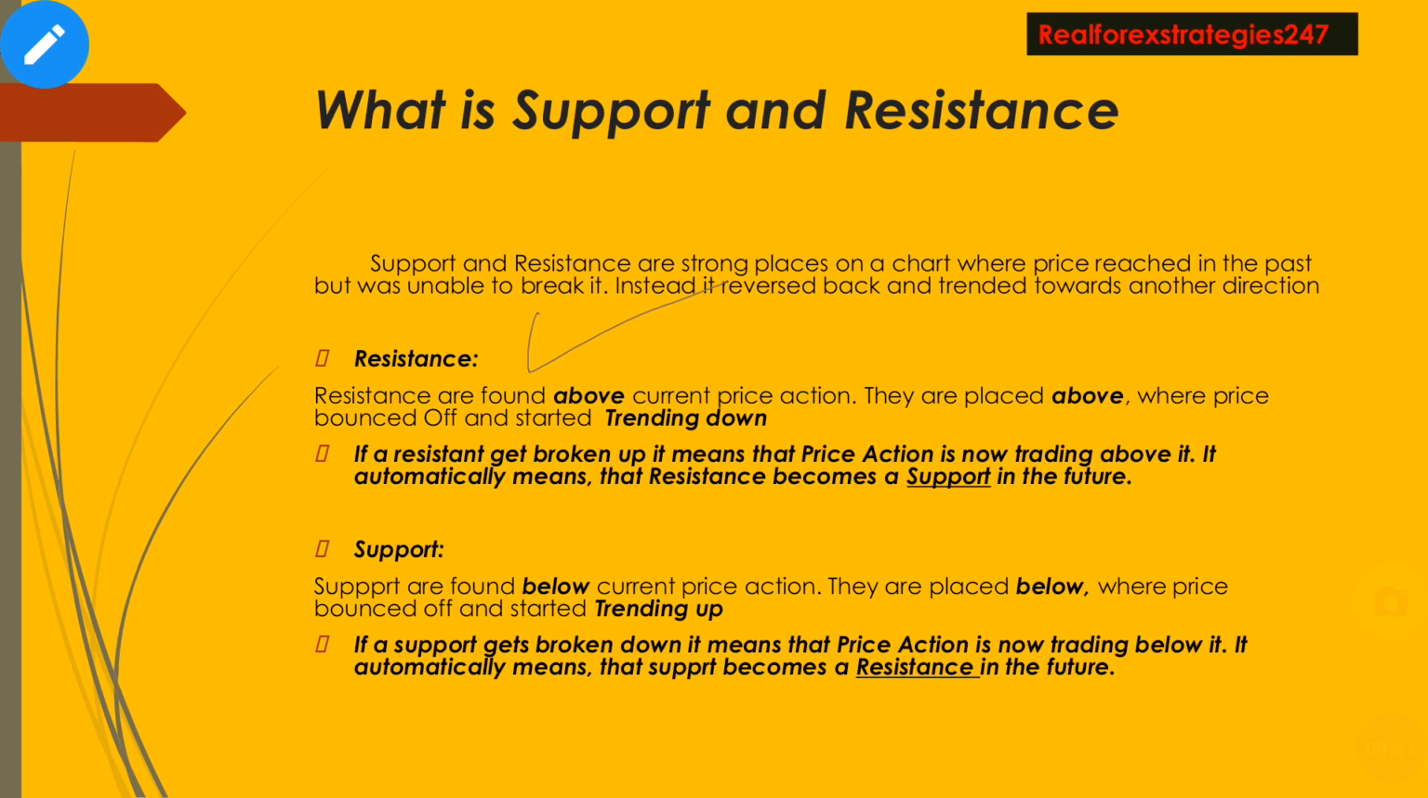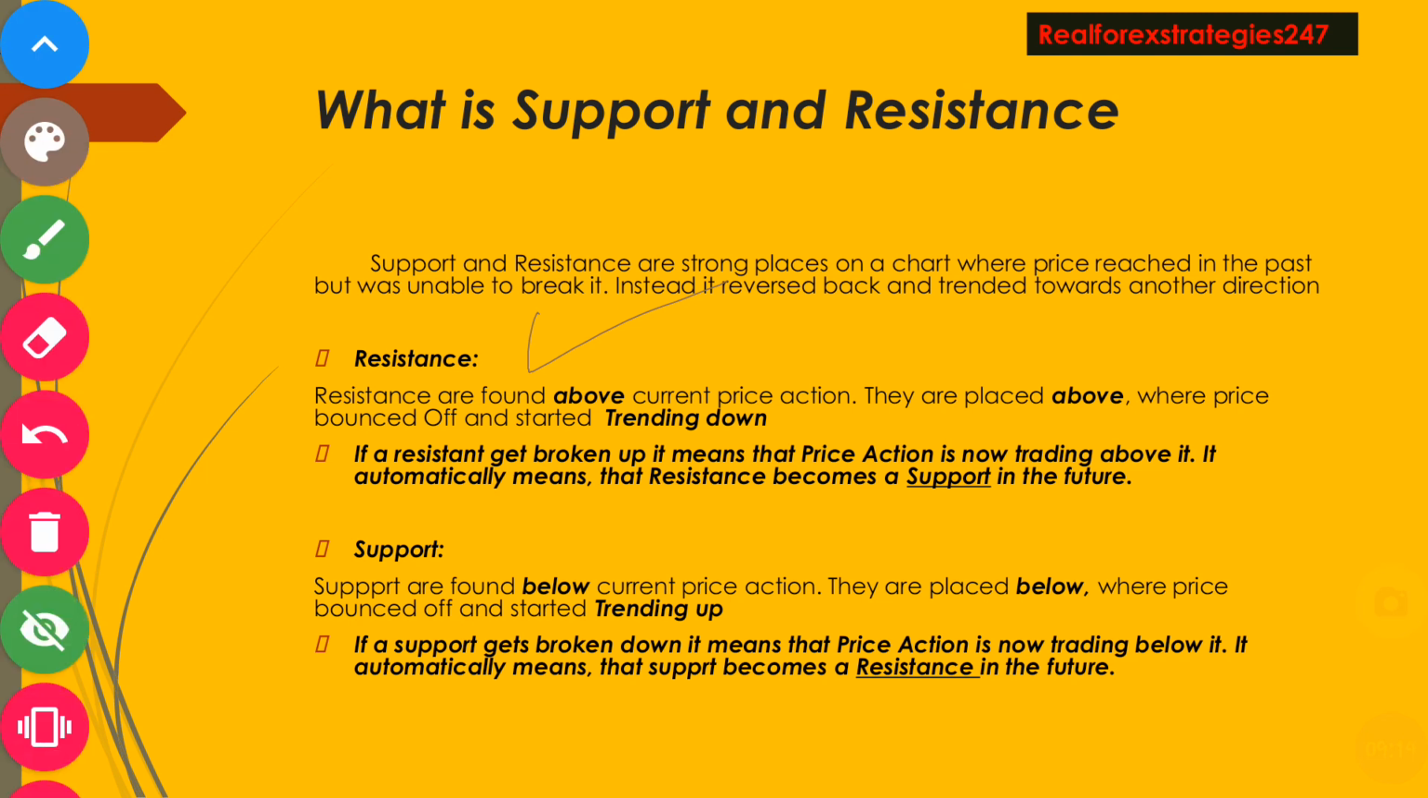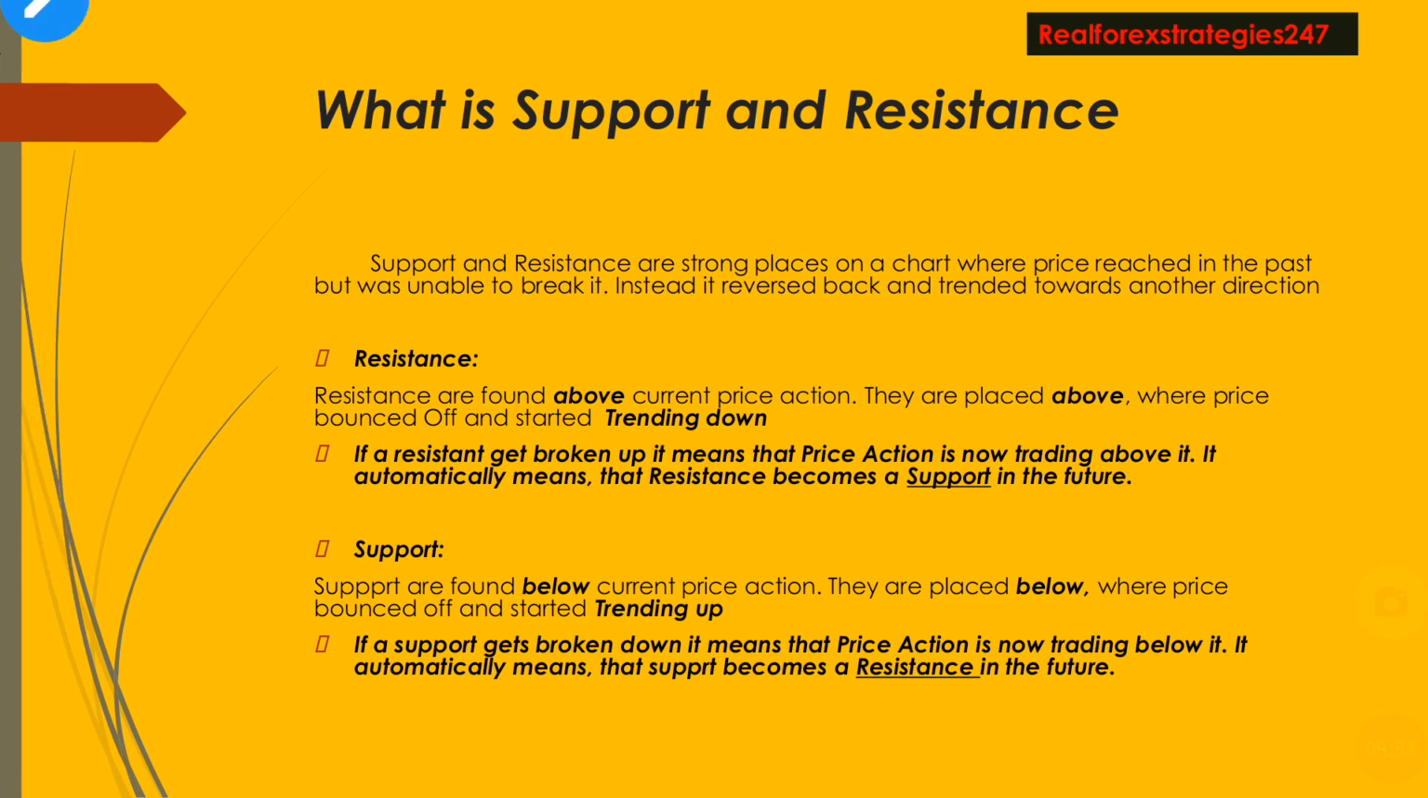I'm going to be going into a whiteboard real quick. I'm going to be explaining what this sentence means, so that you get the picture. Now, if a resistance gets broken up, it means that price action is now trading above it. It automatically means that that resistance becomes a support in the future. Let me go to my whiteboard.